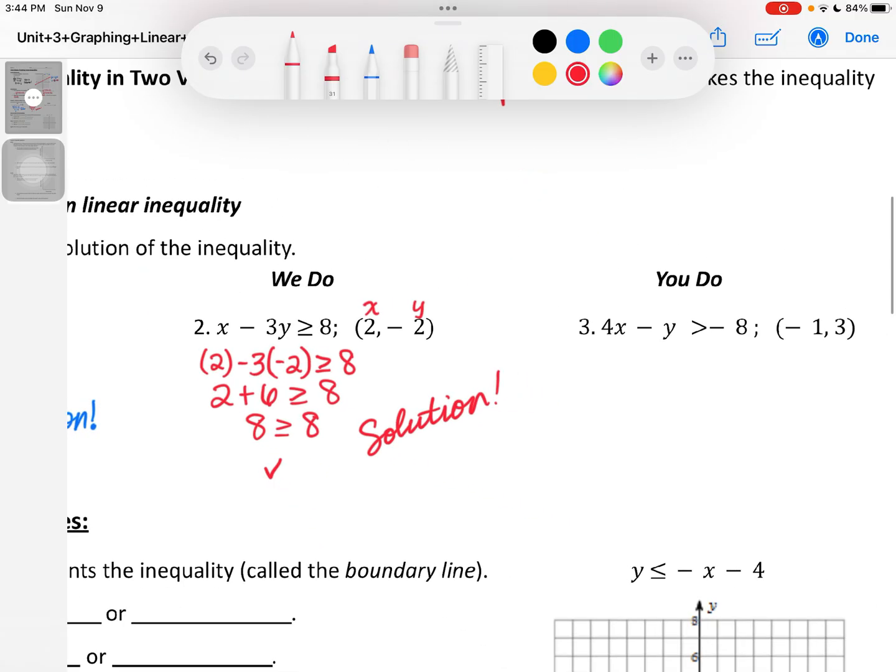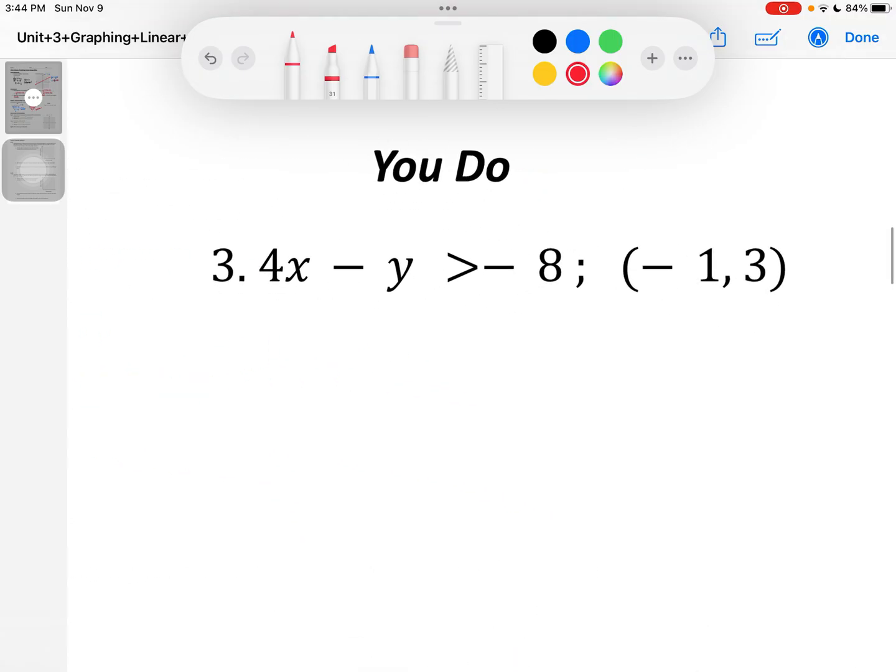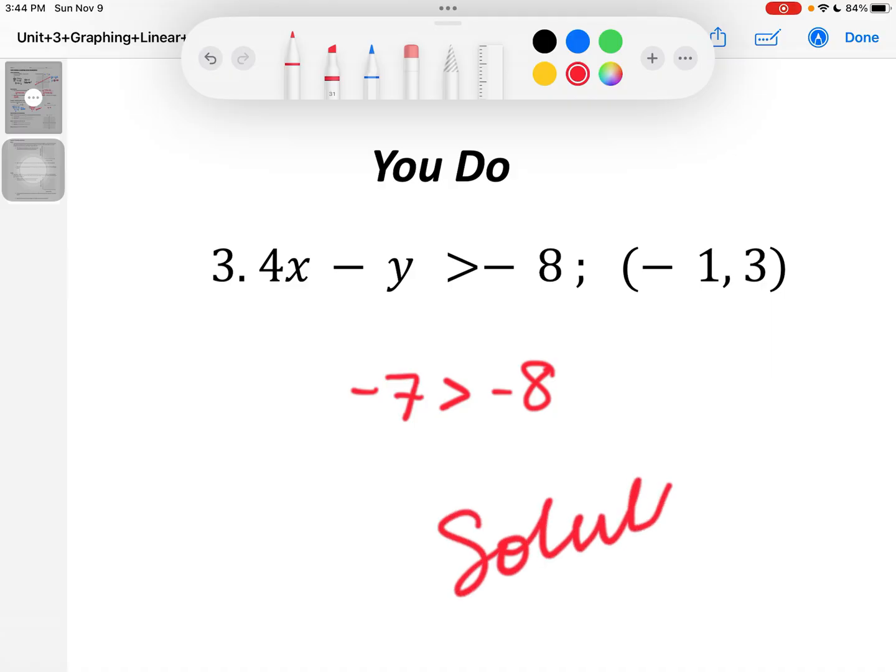I want you to pause this and try the you-do on your own. Okay, same thing. At the end, you should have gotten -7 is greater than -8, which is also a solution.